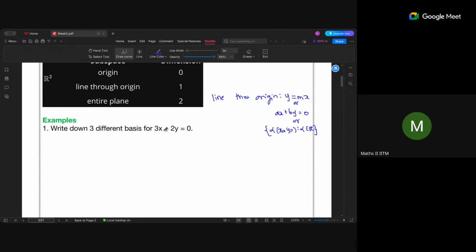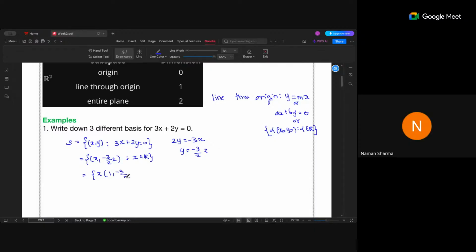Here we have 3x plus 2y is equal to 0. Whenever the problem is about finding a basis or a spanning set, I recommend you write it in this way, where it is easier for us to find a basis. So let us write it in this form. Let S be the set of all (x, y) such that 3x plus 2y is equal to 0. So 2y is equal to minus 3x, so y is equal to minus 3 by 2 times x. In place of y, I can write minus 3 by 2 times x, and x is varying in R.